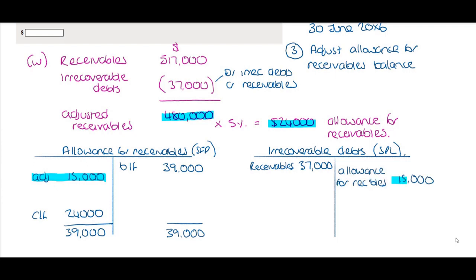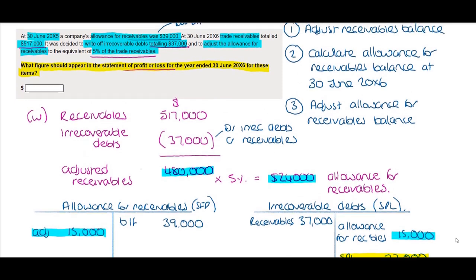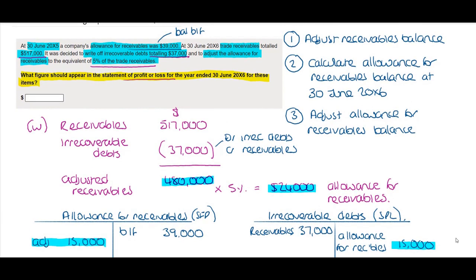And so I will show my credit balance in my irrecoverable debts account. The balancing figure in my irrecoverable debts account will be what we transfer to the statement of profit and loss. And so therefore my transfer is $22,000. And so finally, reviewing the question, what figure should appear in the statement of profit and loss for the year ended 30th of June 20X6? It should be $22,000.